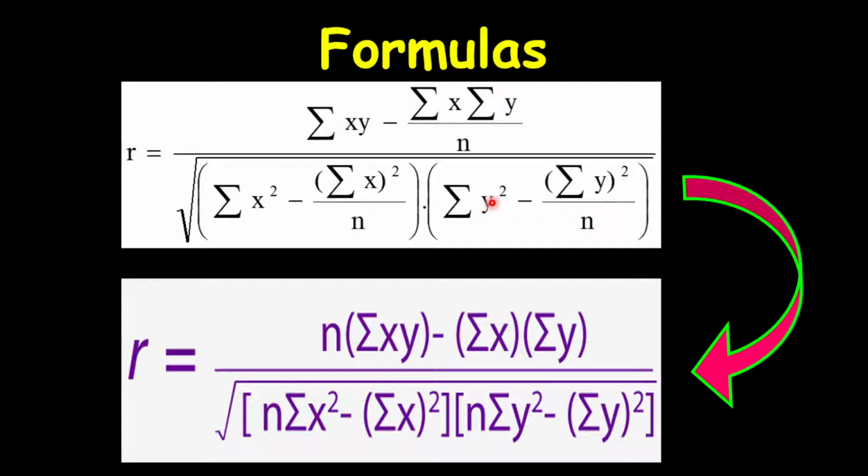Here you have y, the sum of y squared minus the sum of y, all squared, over n. Or it could be translated as this, because all you need to do is multiply both sides of the equation by n, and it will convert to n multiplied by the sum of xy minus the sum of x multiplied by the sum of y, divided by the square root of n times the sum of x squared minus the sum of x all squared, multiplied by n times the sum of y squared minus the sum of y all squared.